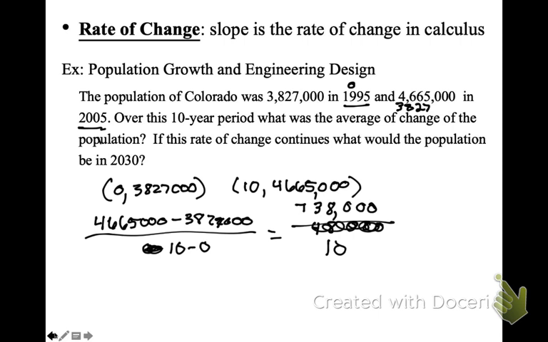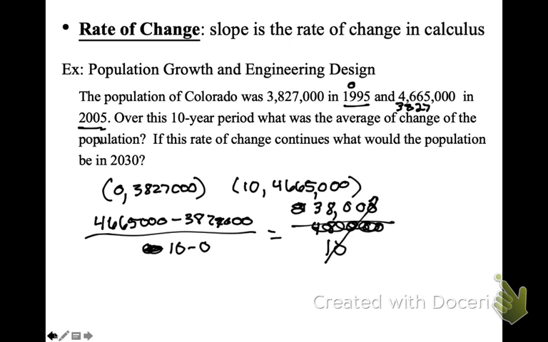I got 738,000. That's what I got. I could be wrong. You got 738,000? I got 838,000. Me too. Okay. Divide by 10. That should be easy, right?